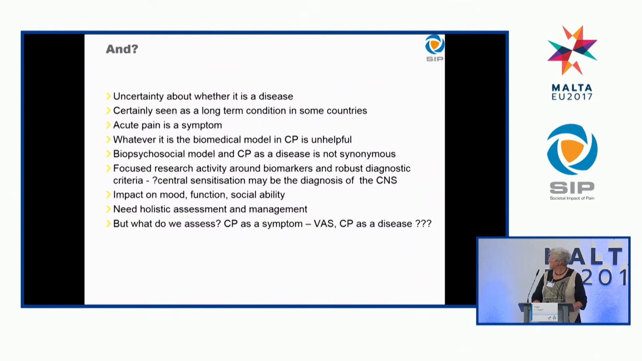Focused research activity around biomarkers and robust diagnostic criteria is needed. And the impact on mood, function and social ability needs to be part of the outcomes that we're measuring across the whole range of those living with chronic pain. We need holistic assessment and management.